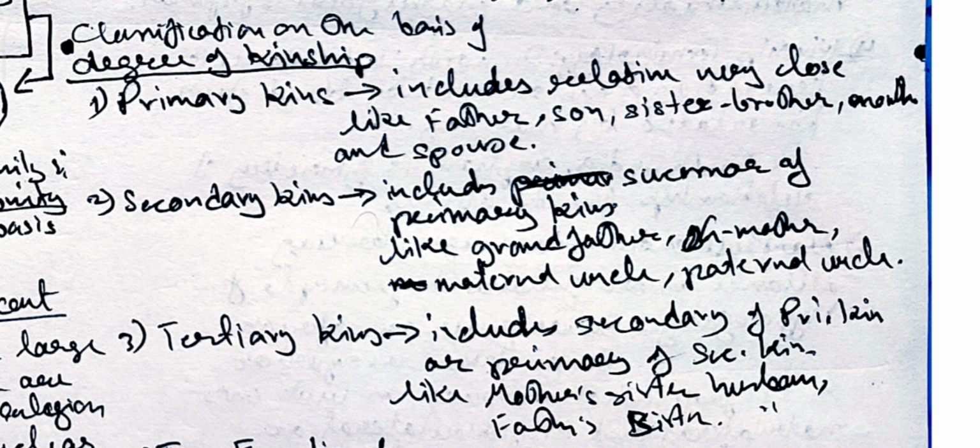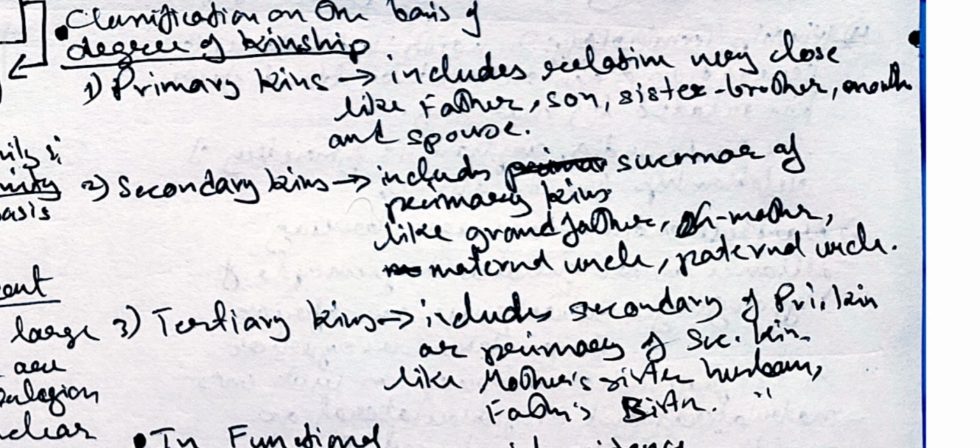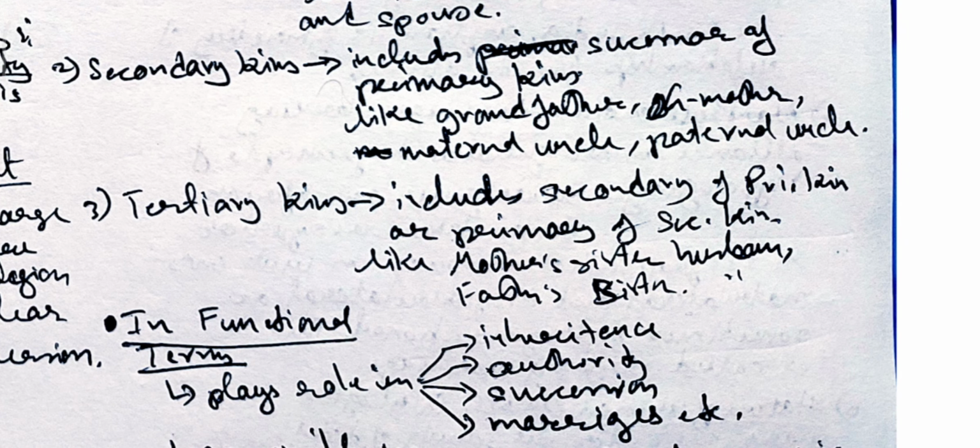Now moving ahead, there is also the classification on the basis of degree of kinship. So there is primary kin, secondary kin, and tertiary kin. Primary kin includes very close relatives like father, son, sister, brother, and his spouse. Secondary kin includes the successors of the primary kin, for example grandmother, grandfather, maternal uncle, paternal uncle. The last one is tertiary kin, which is the secondary of the primary kin or the primary of the secondary kin, like mother's sister's husband, father's brother's wife, father's sister's husband. So these are the tertiary kin.